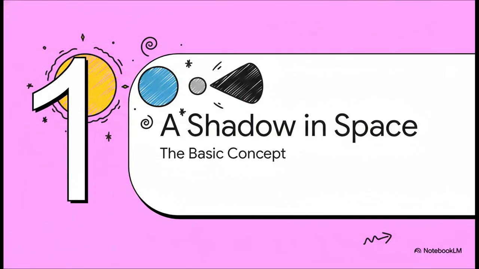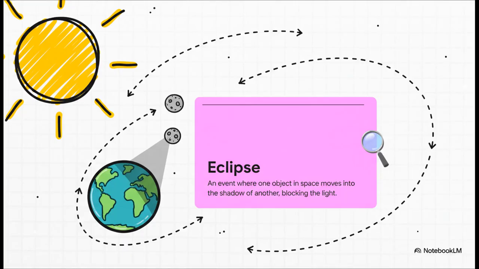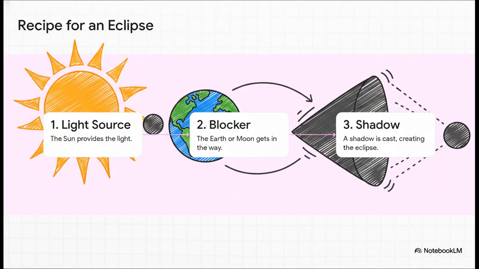Okay, so first things first, let's get a handle on the basic idea of what an eclipse even is. Before we jump into all the different types and why they're so incredibly rare, we've got to start with the basics. And it's really that simple and kind of beautiful, right? It's not magic, it's geometry. An eclipse is just one object in space casting a shadow on another. And for us, the main players in our little cosmic neighborhood are, of course, the sun, the earth, and the moon.